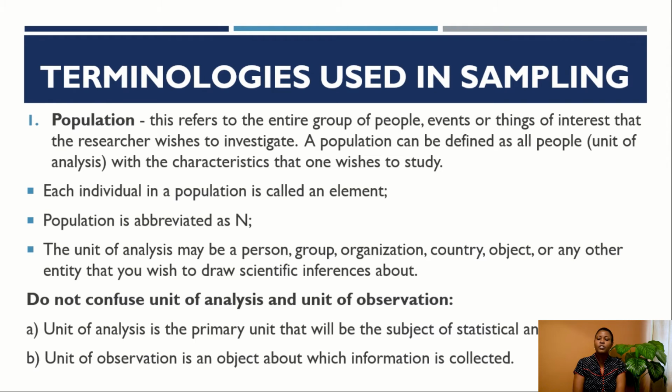Now, do not confuse unit of analysis and unit of observation. A unit of analysis is the primary unit that will be the subject of statistical analysis. That is, asking the question of who or what the analysis of this research will be based on. That is the unit of analysis, whereas the unit of observation is an object about which information is collected. So if you are collecting information from a community project, then that is your unit of observation.